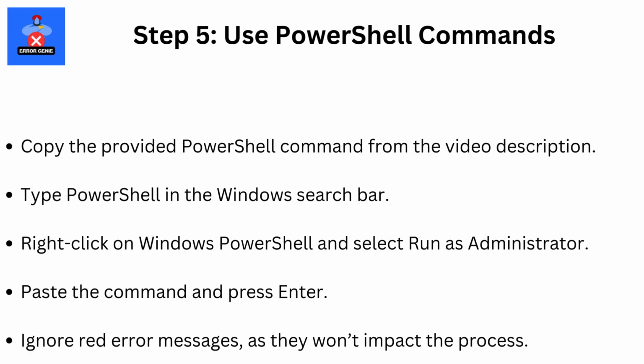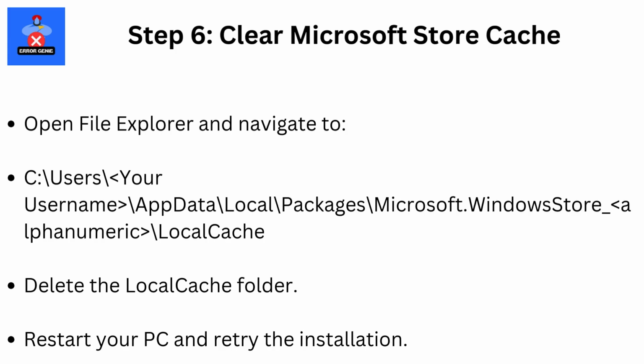Step 5. Use PowerShell commands. Copy the provided PowerShell command from the video description. Type PowerShell in the Windows search bar. Right-click on Windows PowerShell and select Run as administrator. Paste the command and press Enter. Ignore red error messages as they won't impact the process.